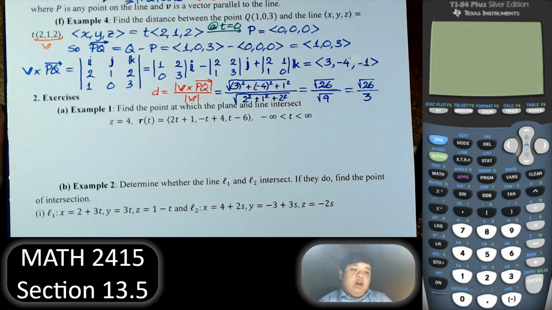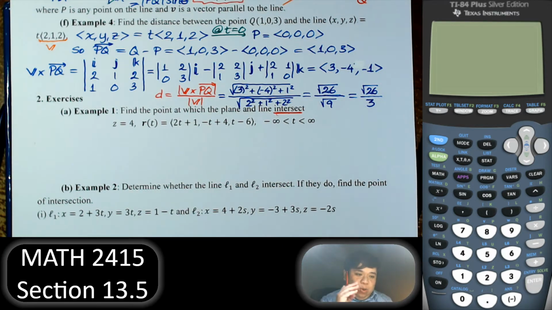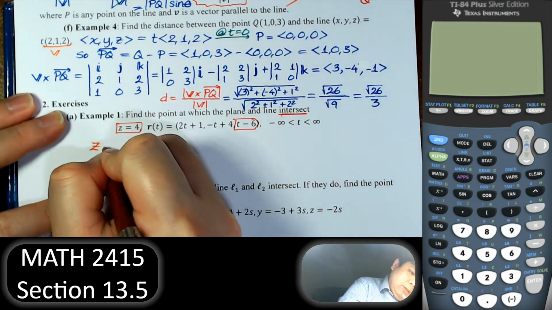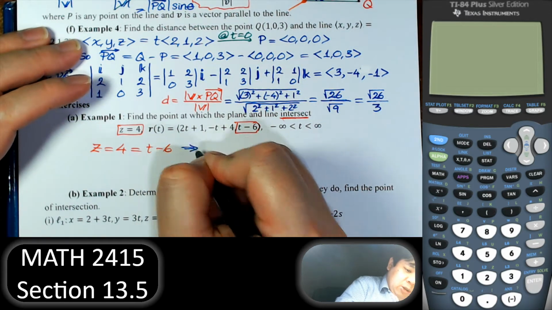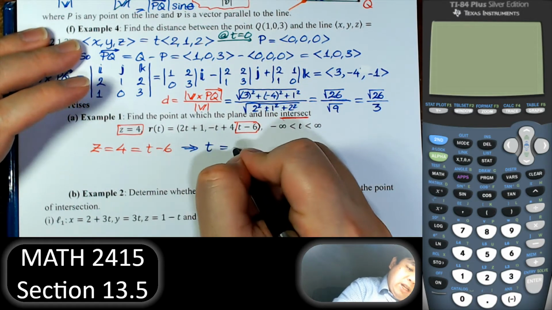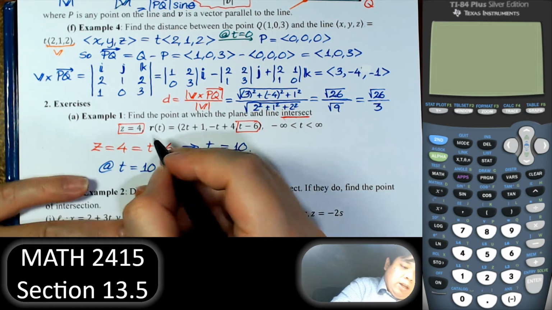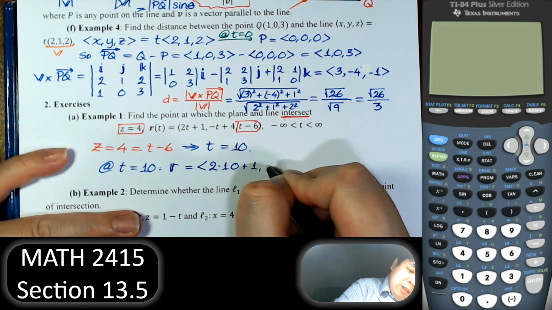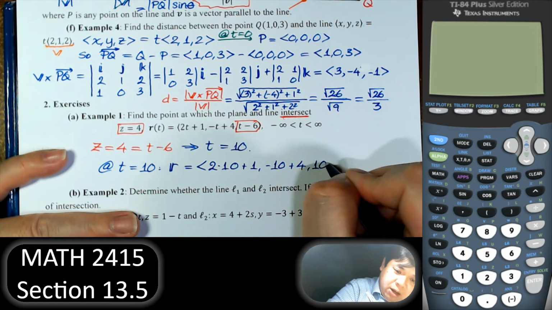Right, next. Find the point at which the plane and the line intersect. So this is an intersection, not a projection. Intersection means that x has to be equal to x, y equal to y, and z equal to z. Of course, if we have that, we can say that t is equal to 10. Then at t equal to 10, we have the point 2 times 10 plus 1, minus 10 plus 4, and t is 10 minus 6.